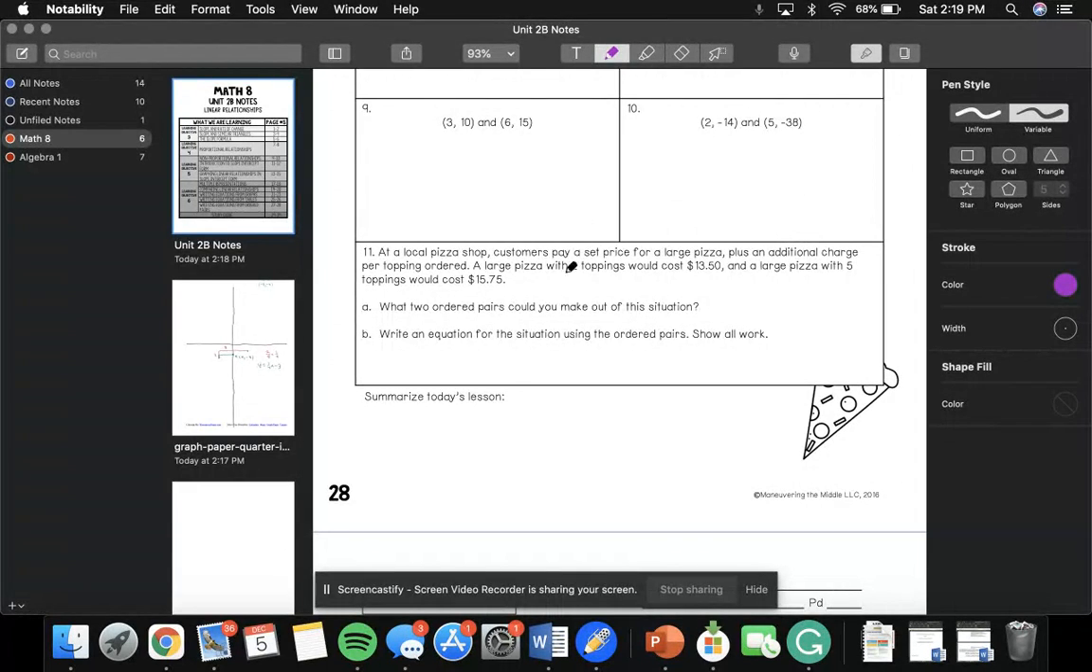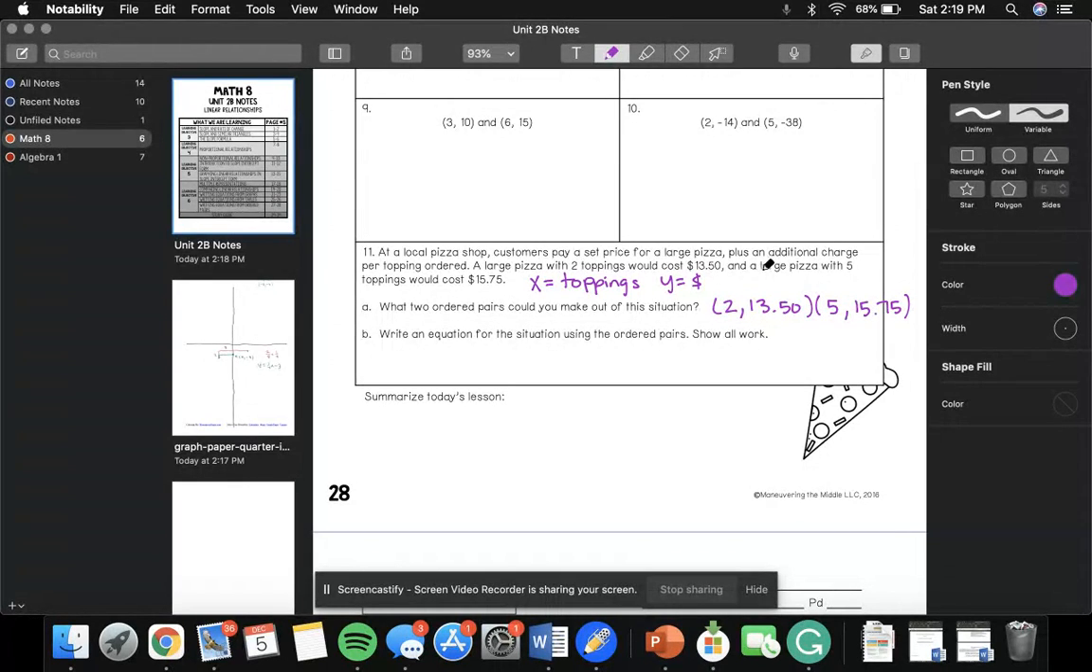Okay, so for my ordered pairs, basically what's happening is you have different numbers of toppings, and the cost of the pizza is going to change. So my ordered pair for one situation, we have 2 toppings, and that equals $13.50. And for my other pizza, I have a 5 topping pizza that costs $15.75.